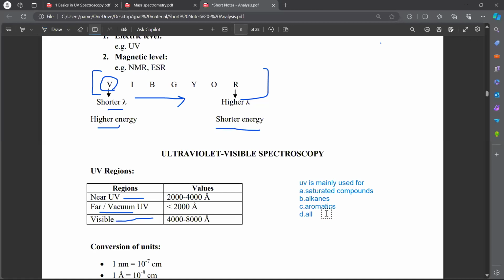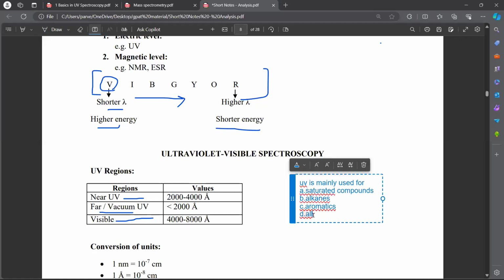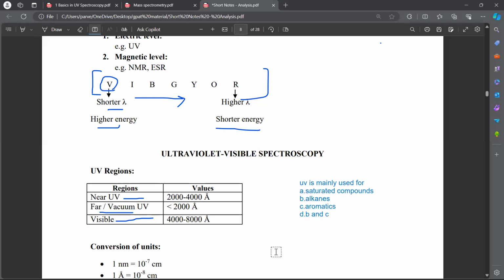So it's not all. B and C, sorry. Come on, guys, answer this question, everyone, quick. So basically, most widely, B and C.